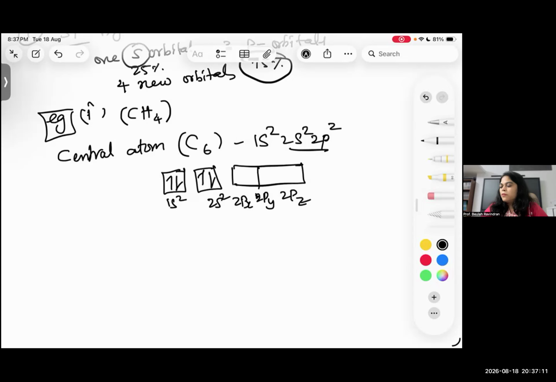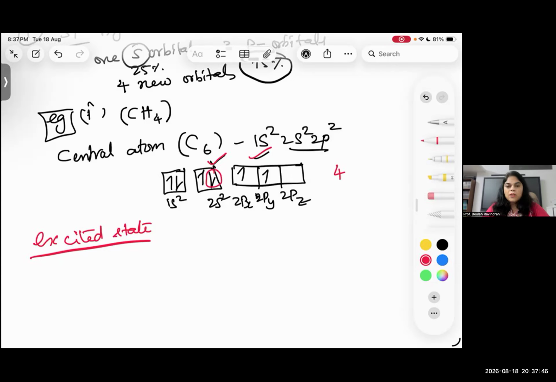So 2px1, 2py1. Okay, so there are two lone pairs, right? In order to explain the tetravalency, it is having tetravalency, right? So 2 plus 2, tetra means 4. It is suggested that one of the electrons of 2s is promoted to the 2p orbital. See how it is formed, the excited state. So here, one of the electrons of the 2s orbital is shifted to this empty orbital.